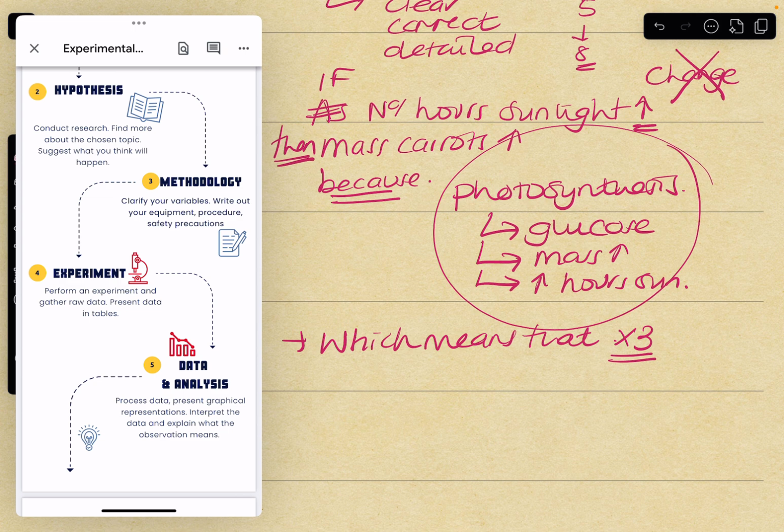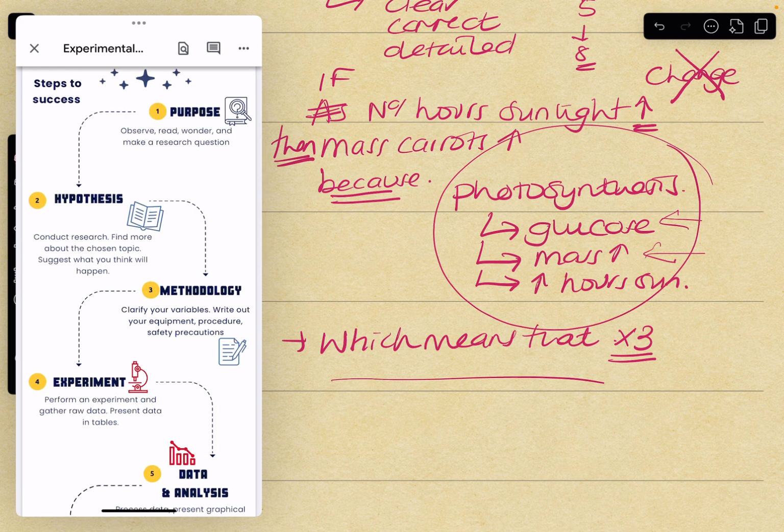So if we go through it one more time, if the number of hours of sunlight increases, then the mass of carrots increases because there is more photosynthesis, which means that there is more glucose that is produced, which means that there is more starch that is going to be stored, there is more mass that is going to be deposited, which means that the carrots will become bigger. Whether that's wider or longer is irrelevant, the mass is going to increase. So which means that pushes you to think deeper and not just give a superficial answer. So, purpose, research question, and hypothesis.